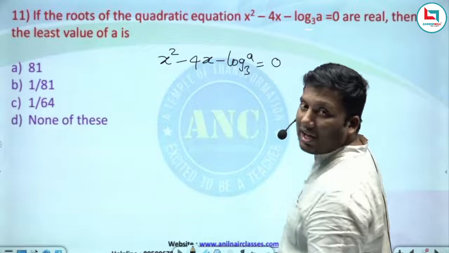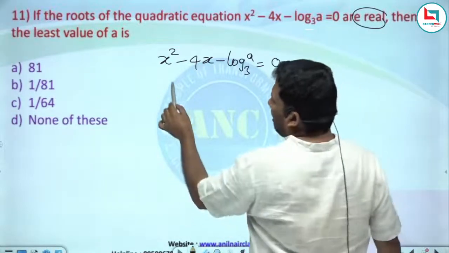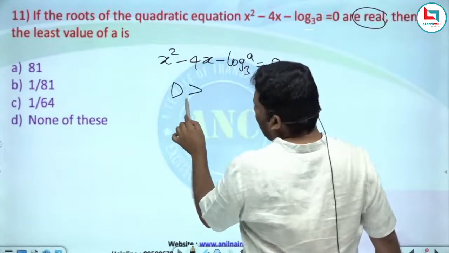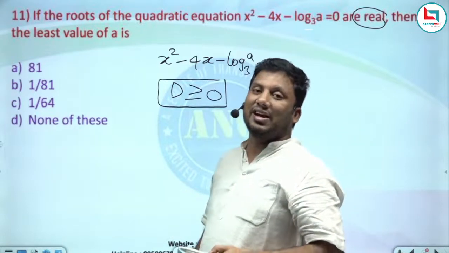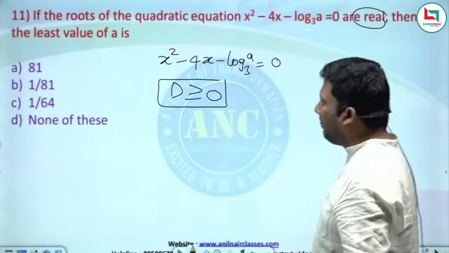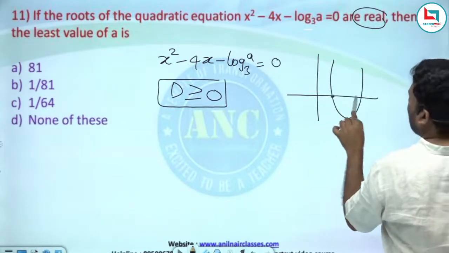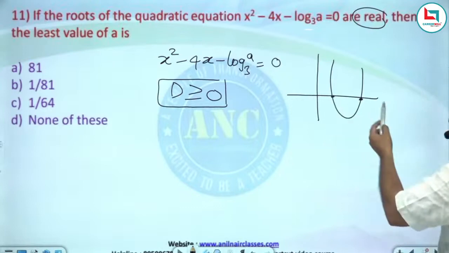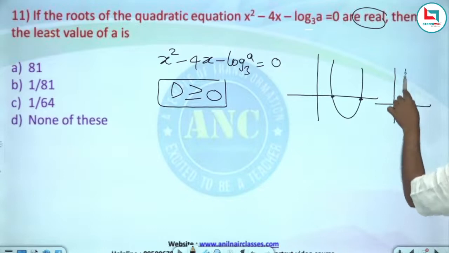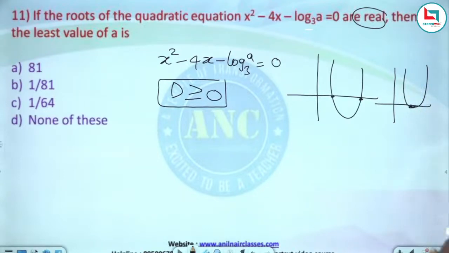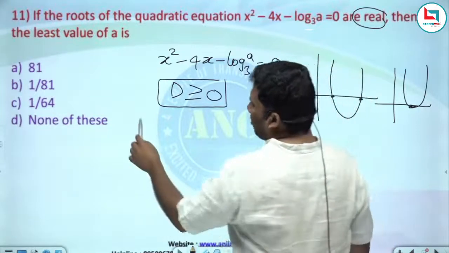Roots of the equation are real. When will the roots of a quadratic equation be real? Roots will be real when discriminant is greater than or equivalent to 0. Why? When D is greater than 0, it will touch the axis at 2 points. The points which are there on a number line are called real values. Or if D is equivalent to 0, it will touch at only 1 point. That is the reason discriminant is greater than or equivalent to 0.